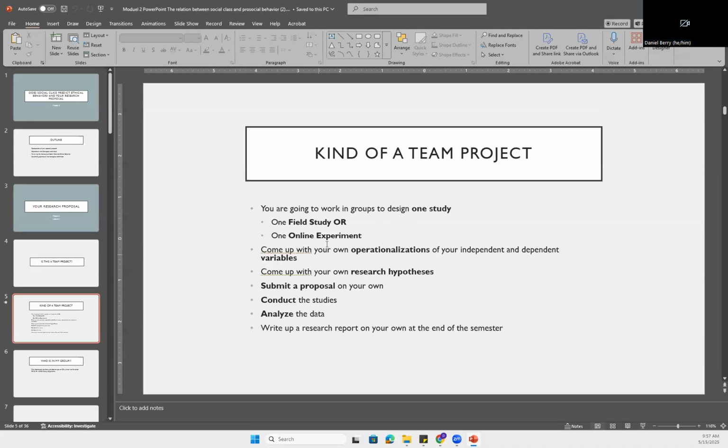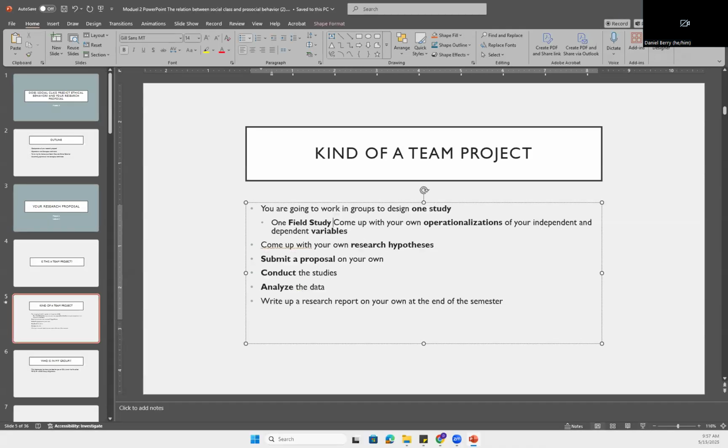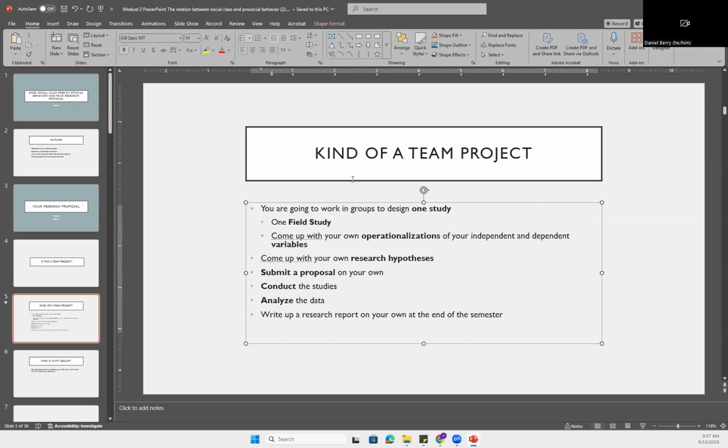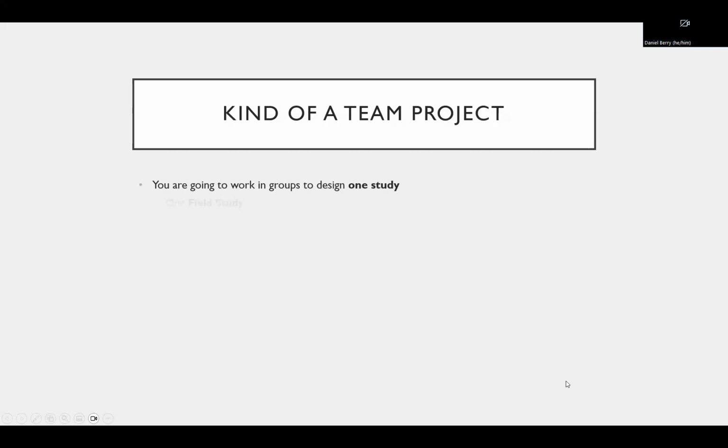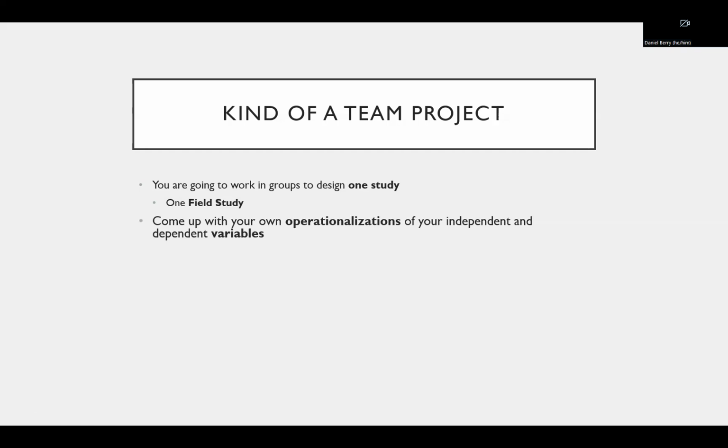Now, usually I let students design an experiment or a field study. But we won't have access to the Sona pool this summer, so you're going to be designing a study where you actually go out into the wild and you observe people and collect data. And you're going to come up with your own operationalizations of your independent variables and dependent variables. Your independent variables being social class, and your dependent variables being ethical behavior.